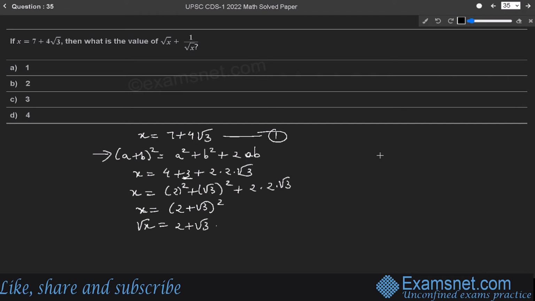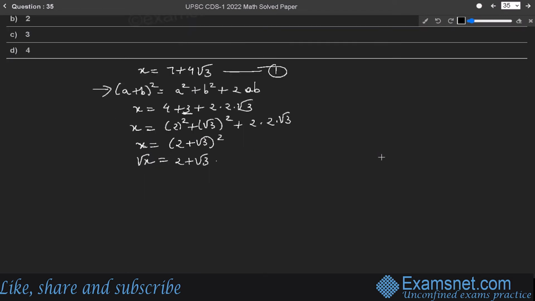Now we have to find the value of root x plus 1 upon root x. So putting the value here, 1 upon root x will be equal to 1 upon 2 plus root 3.